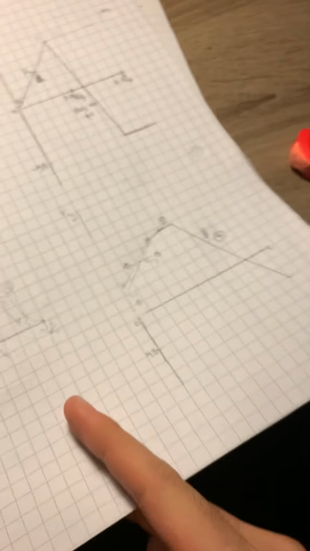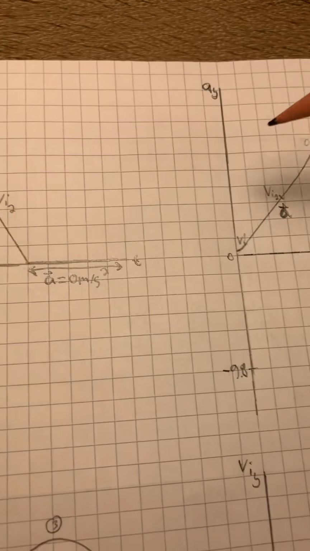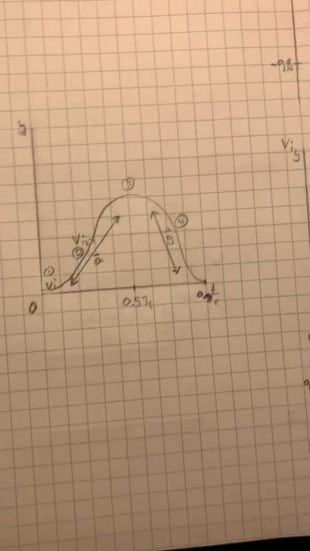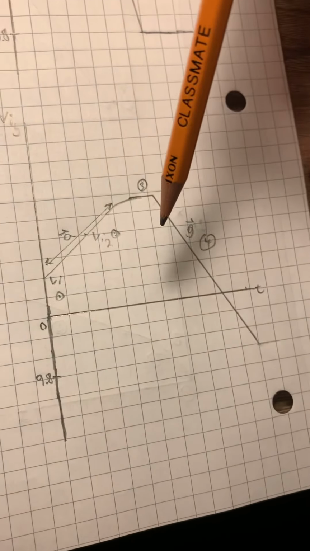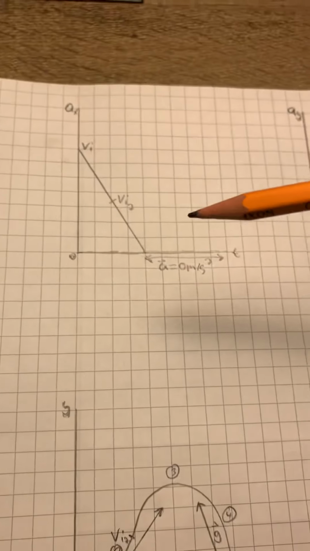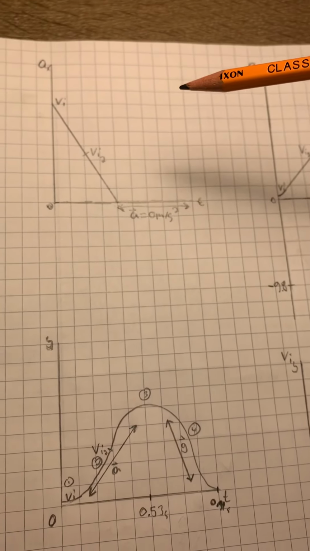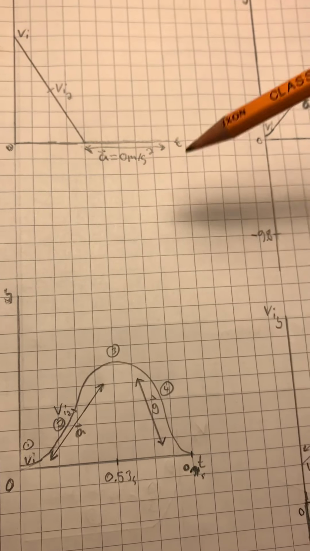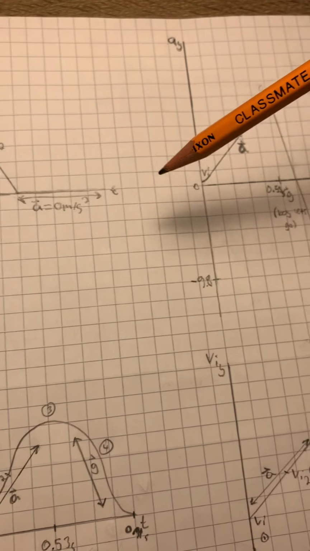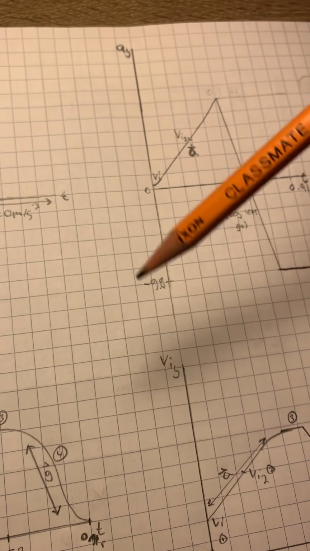Now, if we look back here, we have the acceleration-time graphs for both the x and y. And then we have the position-time for the y, and we also have the velocity-time for the y. Now, as you can see, these values are pretty well labeled. I definitely focused as much as possible on getting those values accurate.